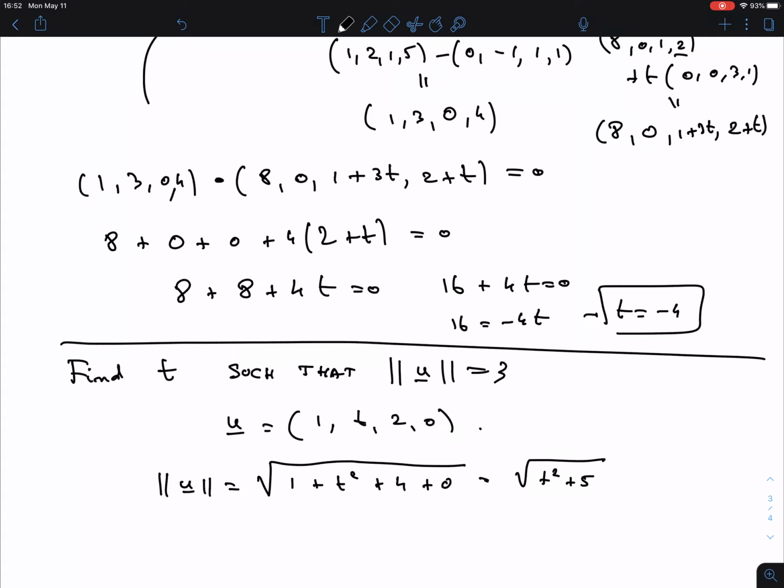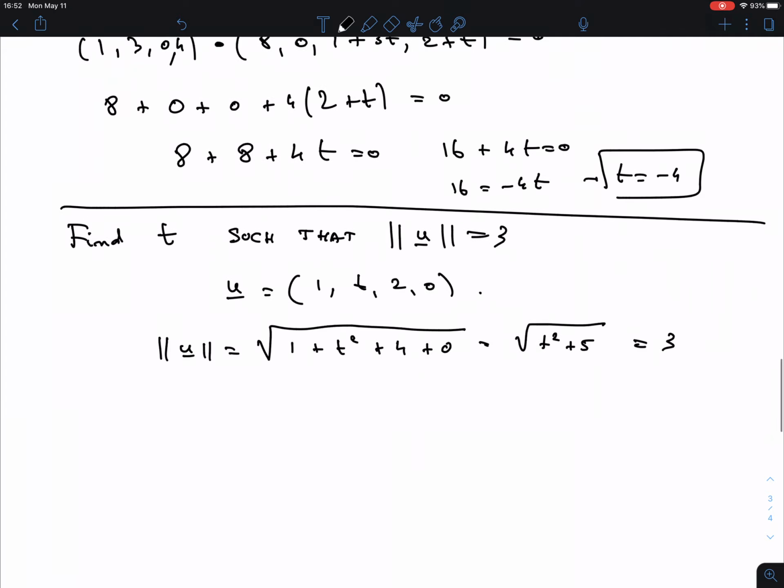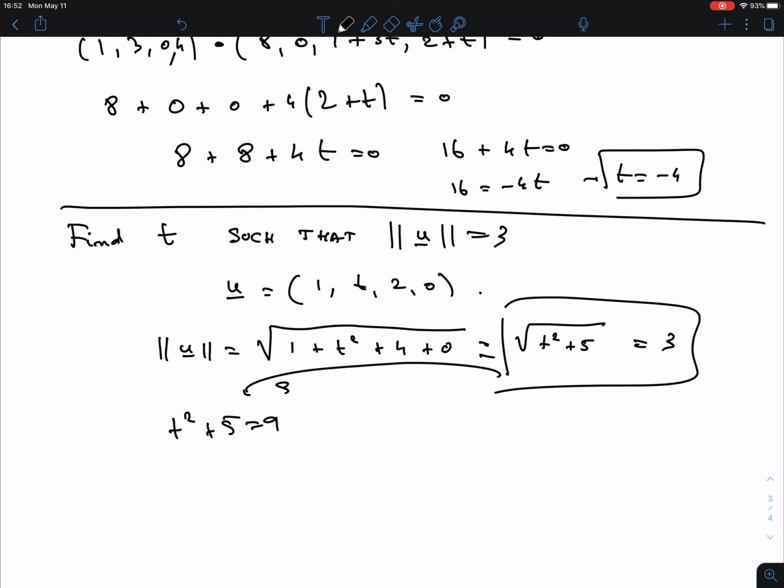And now we have to put this equal to 3, and so we have to solve this equation. Now, how do you solve an equation like that? We isolate the radical, which is done, and then we square both sides, right? So we get t squared plus 5 equals 9. So this is squaring both sides.